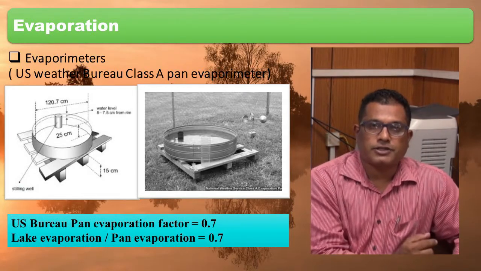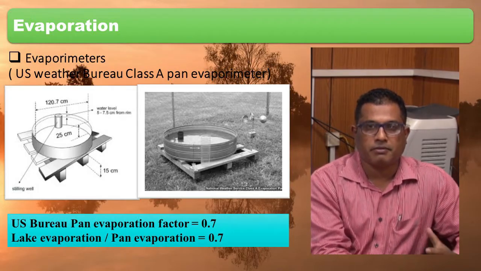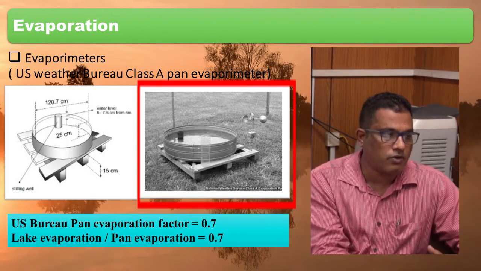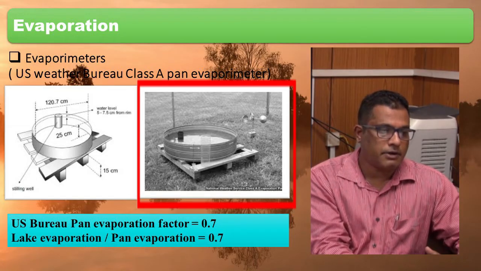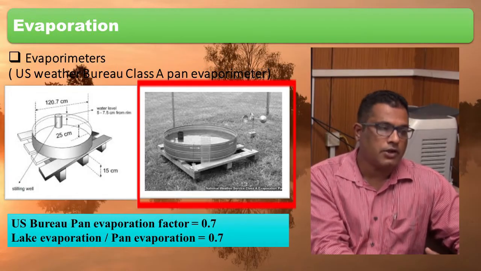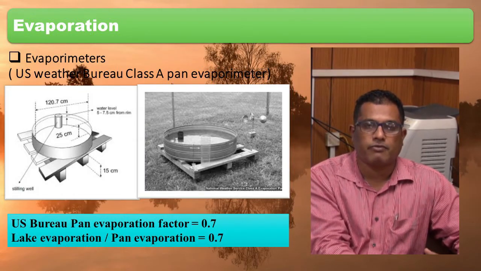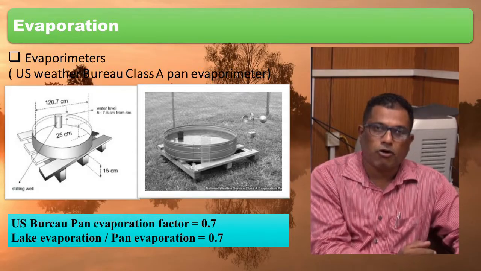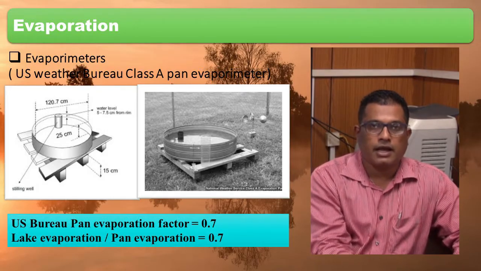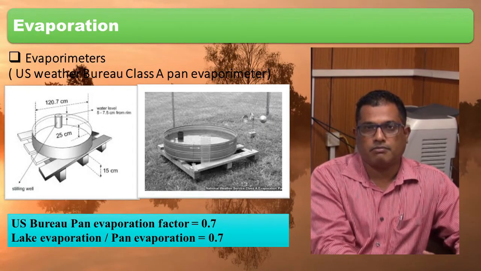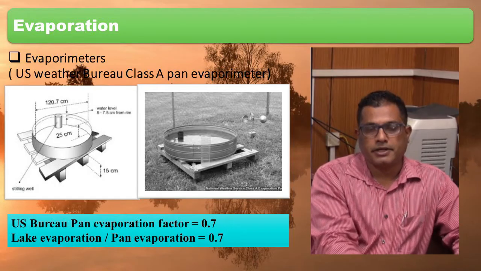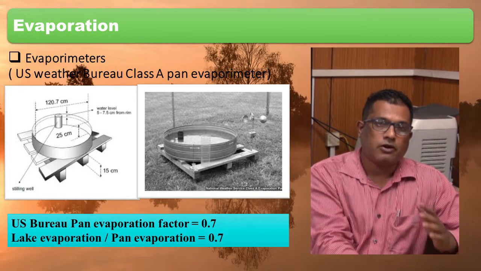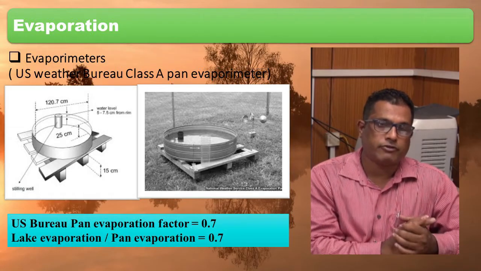The second method is through the use of certain instruments. During March, we went to one observatory where we saw this type of system. This is called an evaporimeter, and this particular one used for measuring evaporation is the US Weather Bureau Class A pan evaporimeter. Its specialty is that it is made of 20 gauge GI sheets, and it is circular. The diameter of this pan is 120 centimeter, and it has an overall depth of 30 centimeter, out of which 25 centimeter depth is always maintained with water.